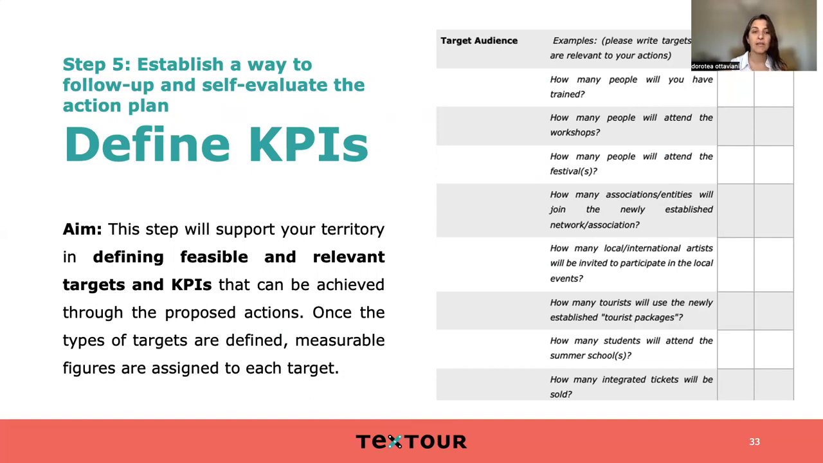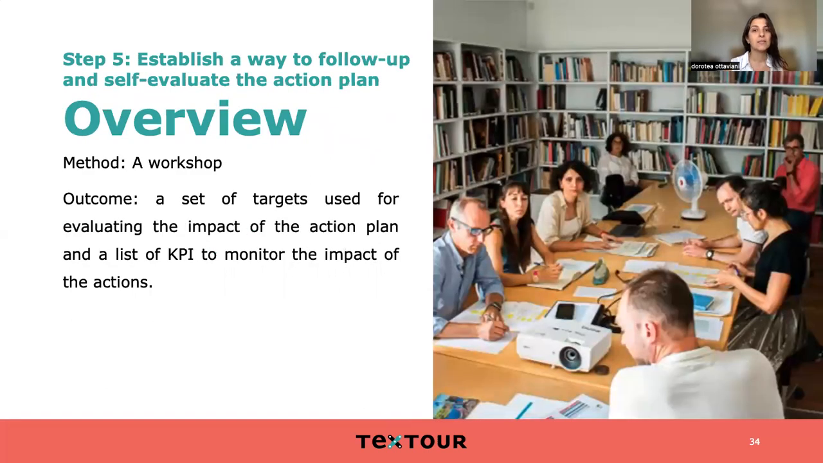Once the types of targets are defined, measurable figures are assigned to each target. This again can be achieved as a workshop, and it will set the targets that are used for evaluating the impact of the action plan and a list of KPIs to monitor the impact of the actions.